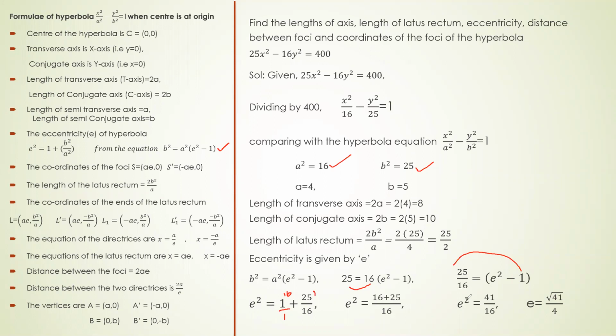When you take the square to the other side, it will become square root. So 41 is not a perfect square, so it will be root 41. The square root of 16 is 4. So the eccentricity value will be root 41 divided by 4. That is how we will be calculating the eccentricity.